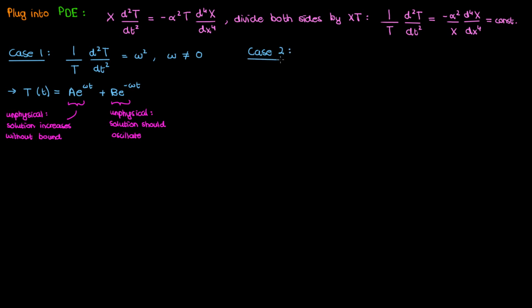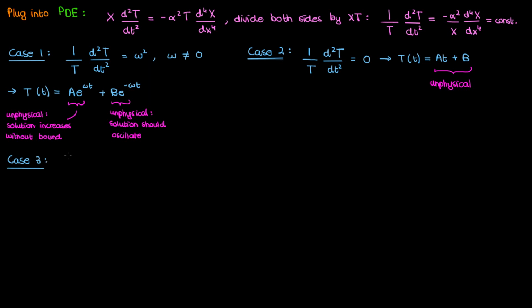Now, what if the constant is 0, in which case my ODE for time becomes the following. The solution to this ODE is just a line. This line is also an unphysical solution. The wave can't just linearly increase or decrease with time. That's not possible with a wave. A wave has to oscillate, so the constant can't be 0 either.